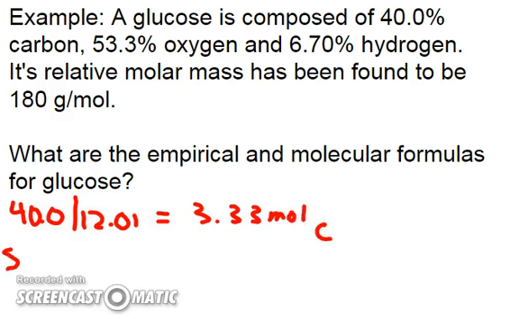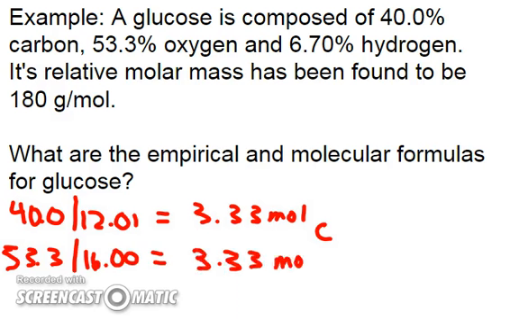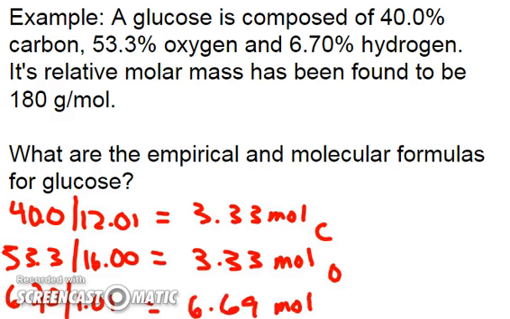And then if I take my 53.3 percent of oxygen and divide by the 16 grams per mole, that also gives me 3.33 moles of oxygen. And then my hydrogen, I've got 6.70. Divide that by the 1.01, and this is going to give me like 6.69, I think it is, moles of hydrogen.